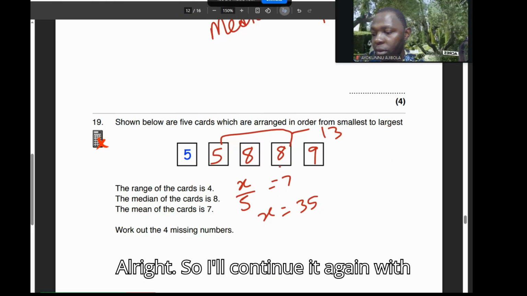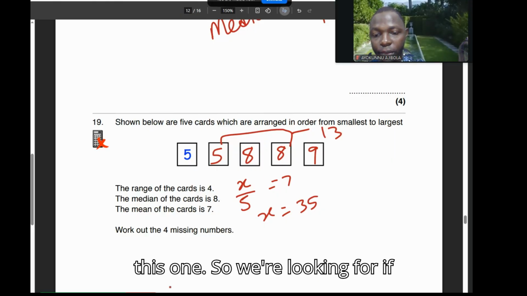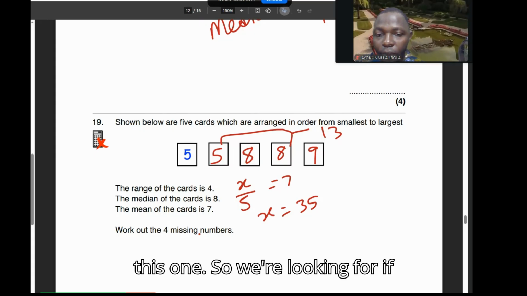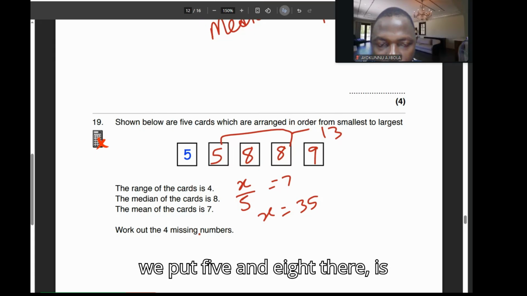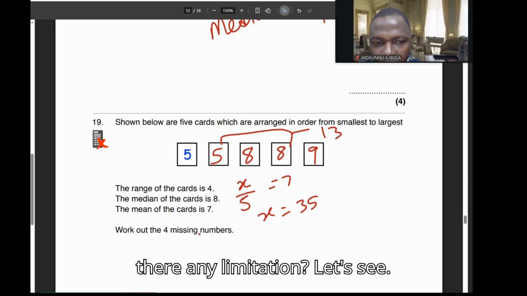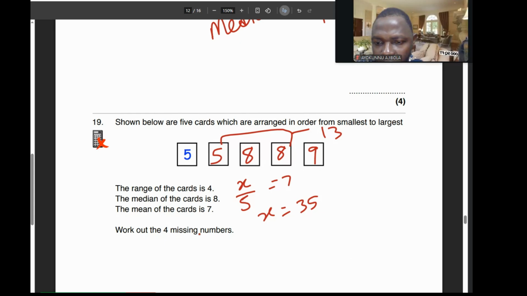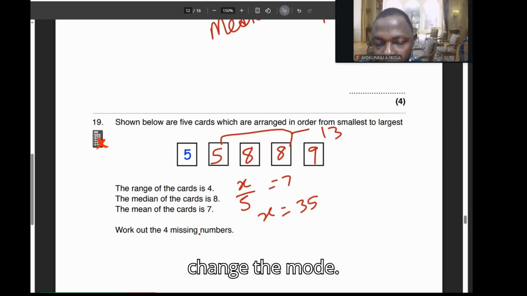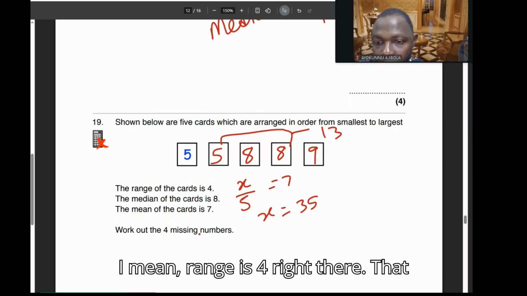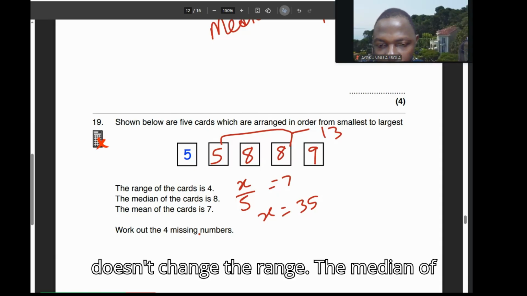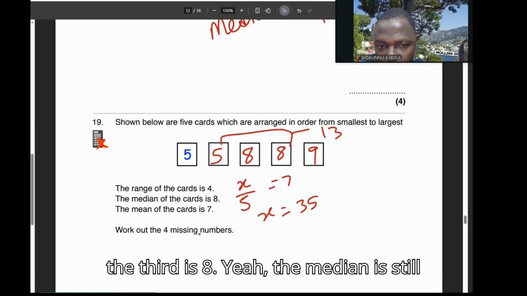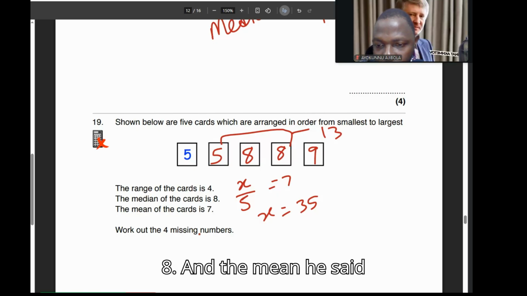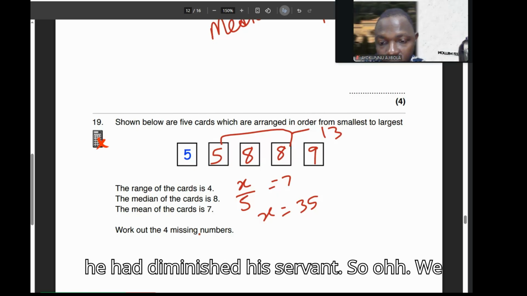All right. So continuing again with this one. We're looking for, if we put 5 and 8 there, is there any limitation? Let's see. The range is 4. That doesn't change the range. The median of the cards is 8. Yeah, the median is still 8. And the mean is 7. Yeah, the mean is still 7.